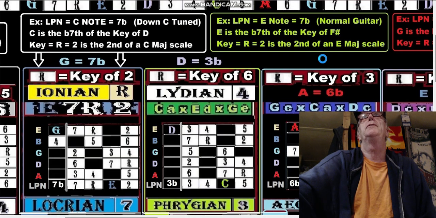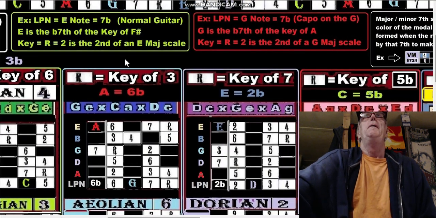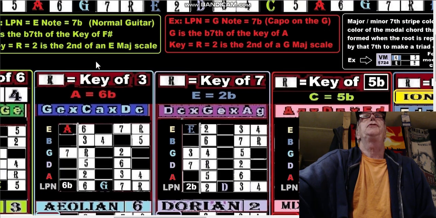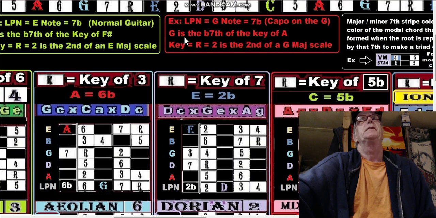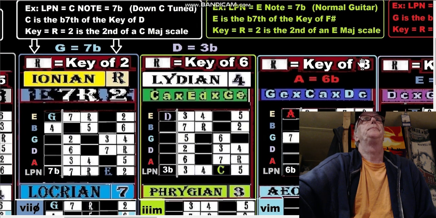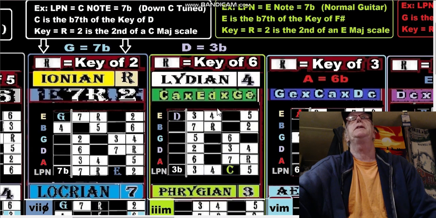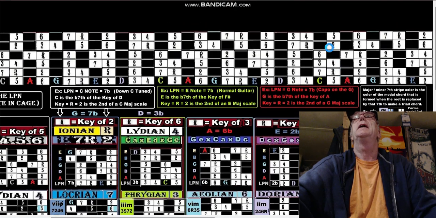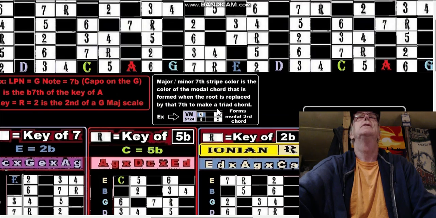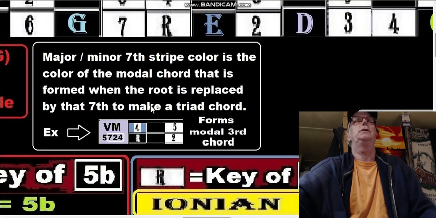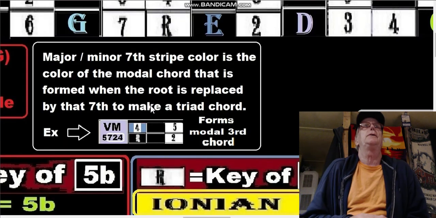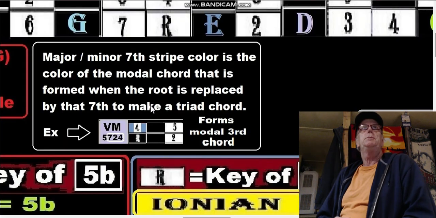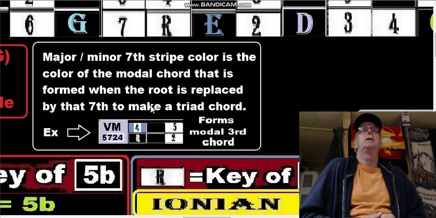Now let's look over here. Lowest playable note equals a G note, capo on the G. G is the flatted 7th of the key of A. We just talked about that. So that's what some of these notes say up here. Now there's another one. We might want to wrap our head around this little note. Who knows what it's about? Let's read it. Major minor 7th stripe color.